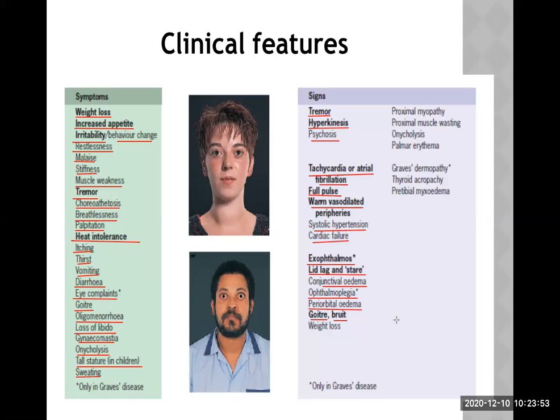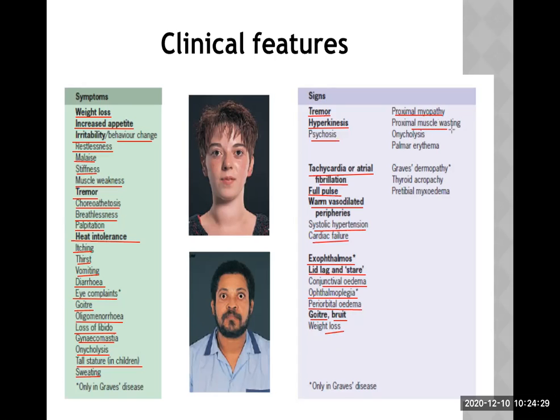What is bruit? Murmur in the periphery, like a murmur in an artery. An abnormal sound produced in the artery. Exactly. This is the abnormal sound produced by the blood flow in the artery. If those arteries have excessive blood flow, or if they are narrowed, then bruit is heard. In this case, because of hypervascularity, bruit is heard over the thyroid gland, and the person is having weight loss. On the other hand, there is proximal myopathy.